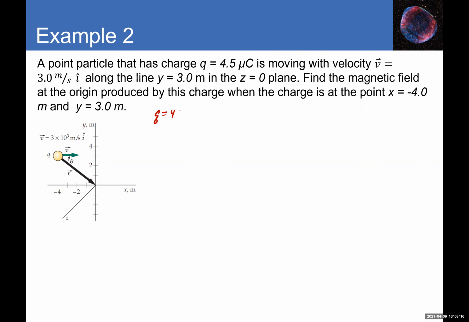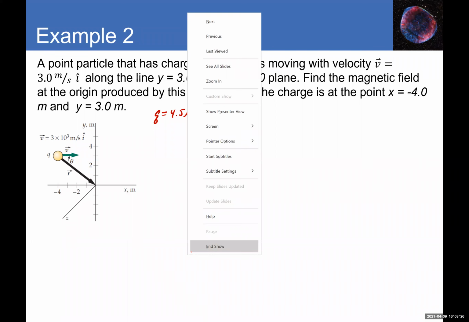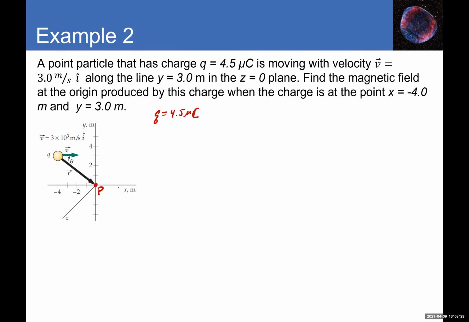So Q is equal to 4.5 microcoulomb. So we have a charged particle, and we have a coordinate system, right? Let's say right now my point of interest here is the origin. Now, what I'm going to do is draw a vector R. You can see this is the vector R from the particle to the point of interest, point P.